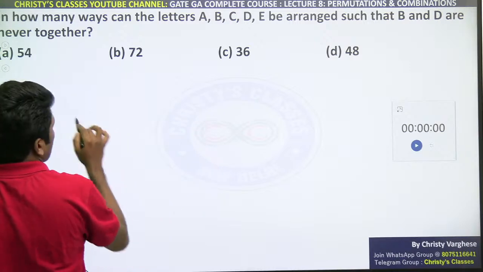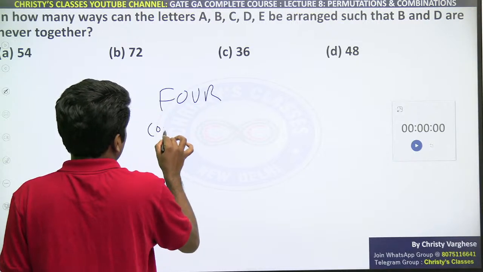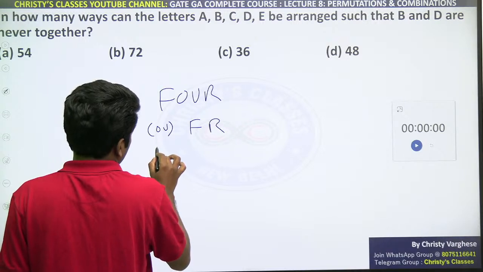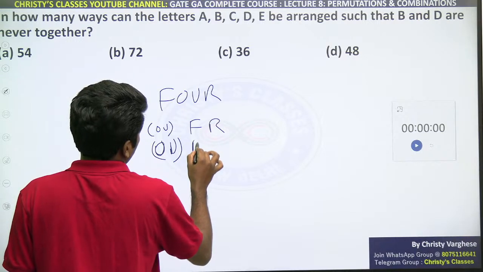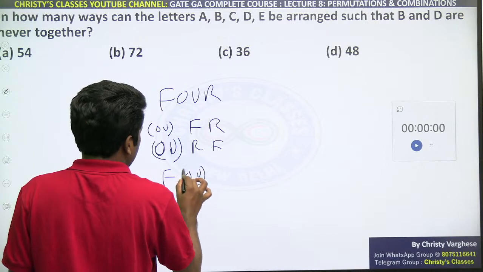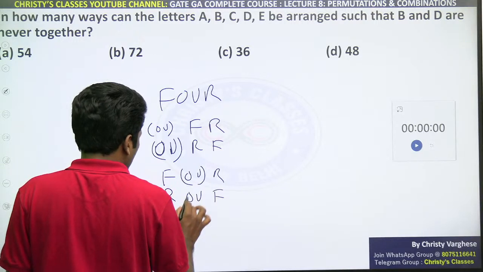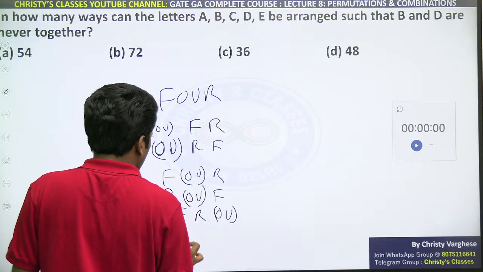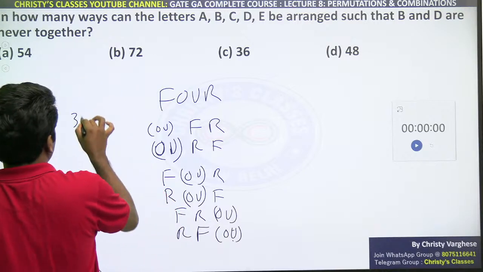One second. When you write FOUR, where OU should be together, you should consider OU as a single letter, and F and R. So OU F R is a possibility. OU R F is also a possibility. OU in the first position, OU F R and OU R F are possible. Similarly, F OU R is a possibility, R OU F is a possibility. Similarly, OU can come in the last position: F R OU, R F OU. By that idea, it should be 3 factorial, 6, now.